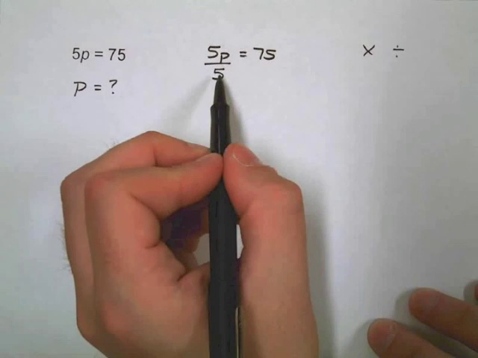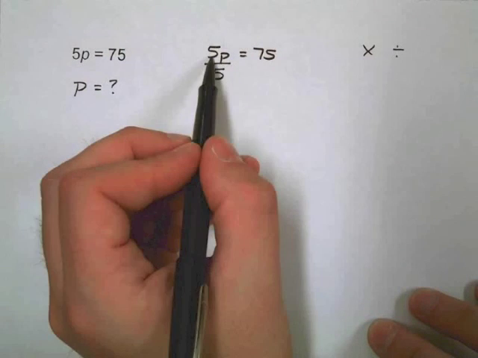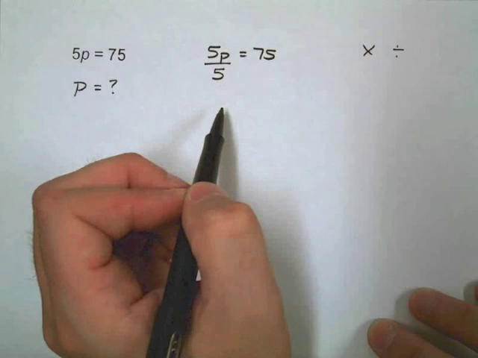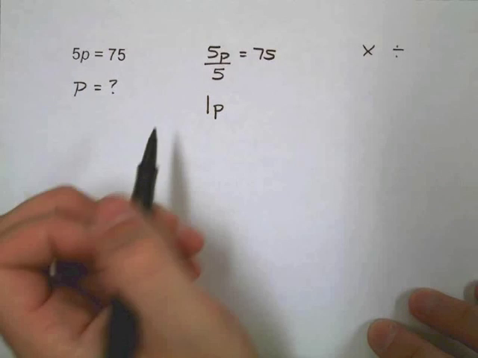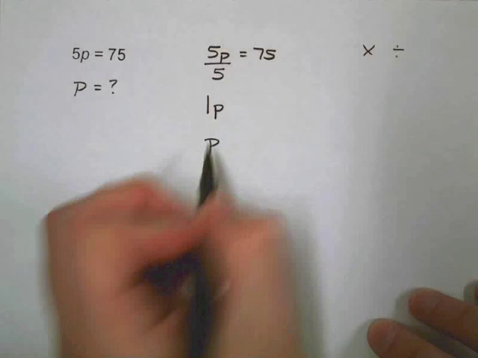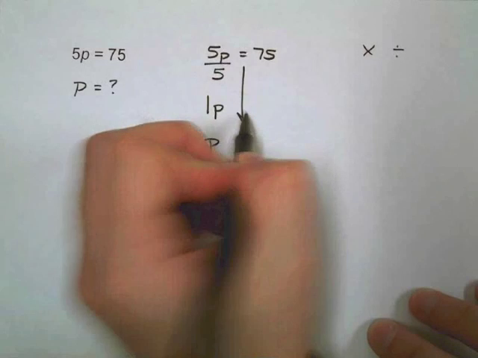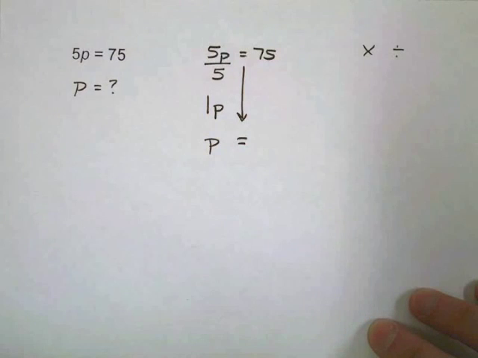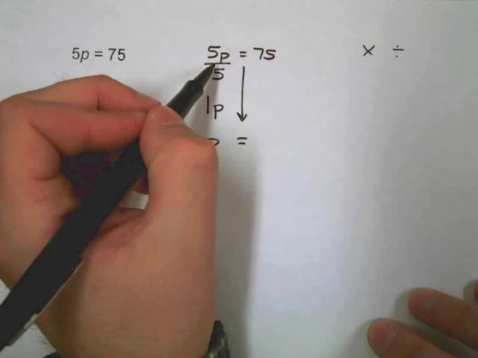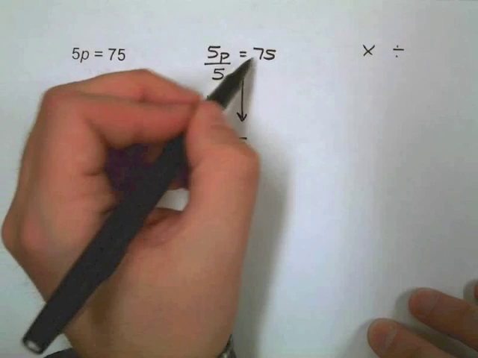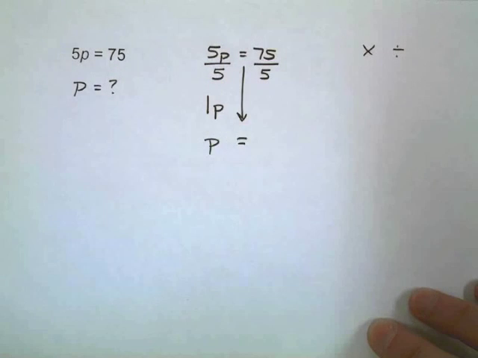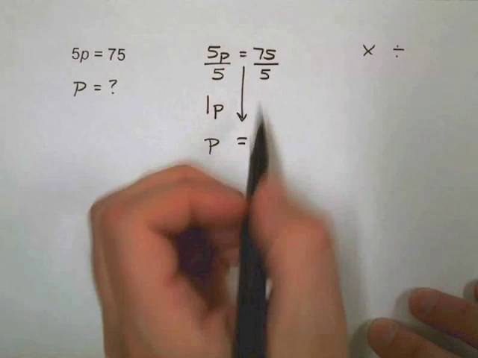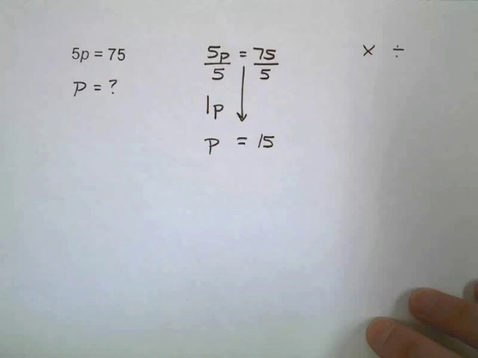So 5p divided by 5, 5 divided by 5 is going to equal 1. The p stays the same, so 1 times p. Well, 1 times p is the same as just p. Our equal sign comes straight down. Now if we divide on one side, we need to keep our equation in balance. So we're going to divide the other side by 5 as well. So 75 divided by 5 is 15. So now we're thinking that p is equal to 15.